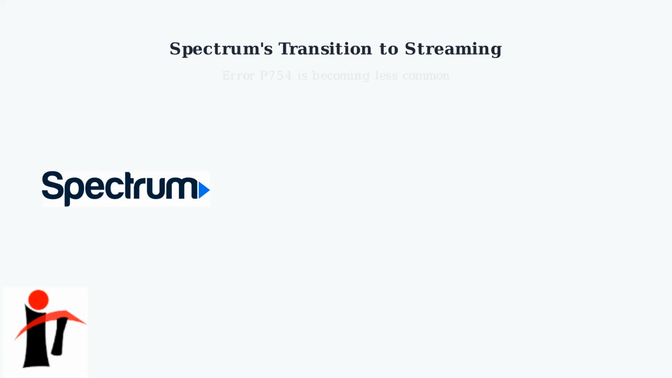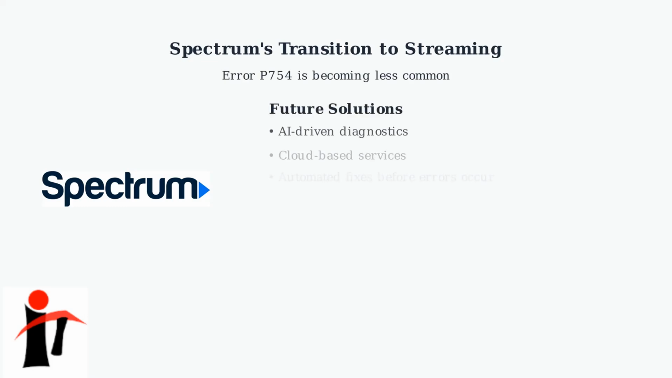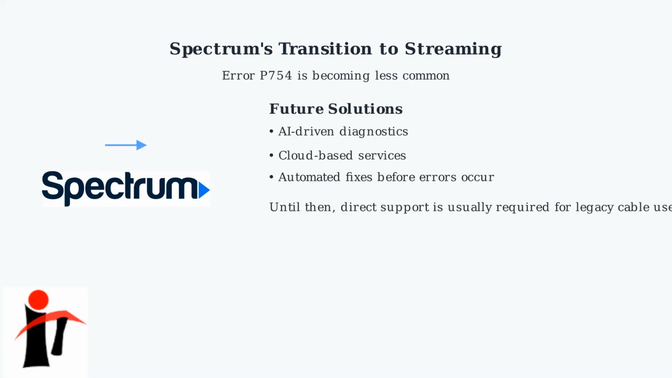Keep in mind that Spectrum is increasingly transitioning to streaming models, so error P754 is becoming less common. In the future, AI-driven diagnostics and cloud-based services are expected to further reduce such errors, potentially automating fixes before they even occur. However, until then, if basic troubleshooting doesn't work, direct support from Spectrum is usually required, especially for legacy cable users.